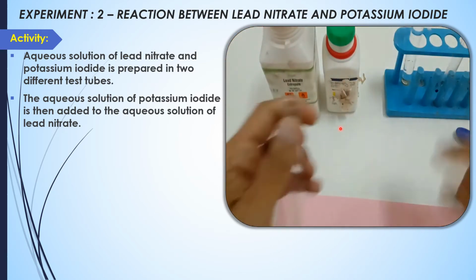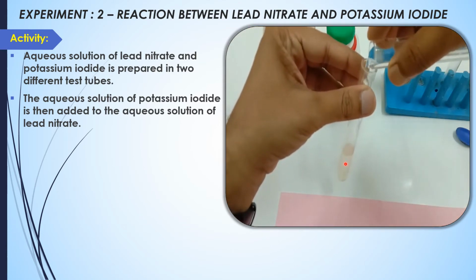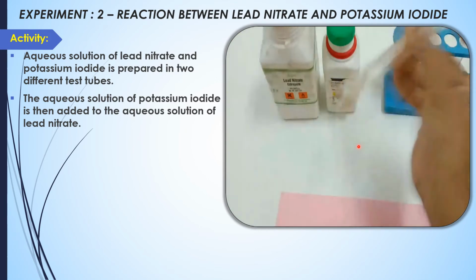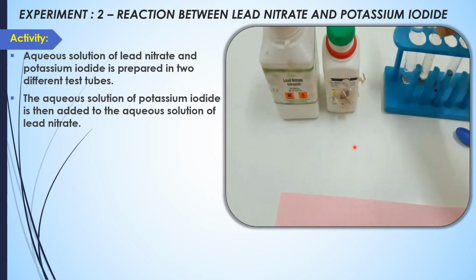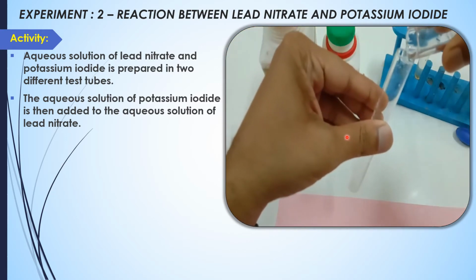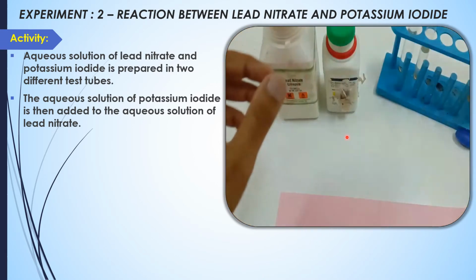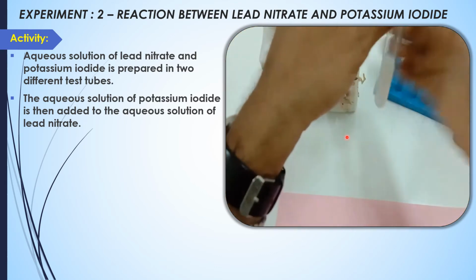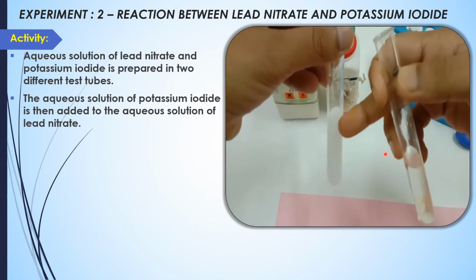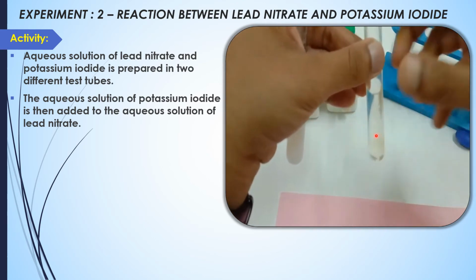Now we have to prepare the aqueous solution of both potassium iodide and lead nitrate. So here in the test tube containing potassium iodide, we add a little bit of water and shake it well so that it dissolves completely. Similarly, in the test tube containing lead nitrate, we add a small amount of water and again we shake it well so that it dissolves completely. Now you can see that in both the test tubes a clear solution is formed. Here you have the lead nitrate solution and here you have the potassium iodide solution.